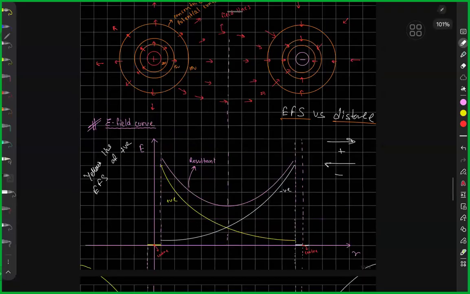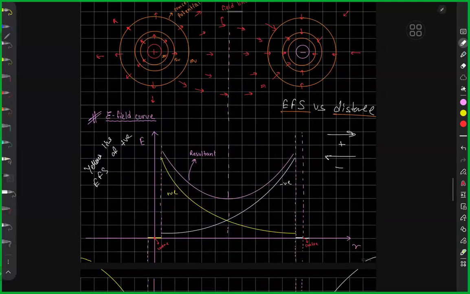So inside the positively charged sphere, what is the field strength? 0. Notice this is the center of the charge, and inside the sphere my field strength is absolutely 0. 0 force. From the surface of the charge it is the maximum force, and then it decreases till infinity. So the yellow line represents the electric field strength from the center to infinity. From center to surface it's 0, and from surface to infinity it looks something like this.